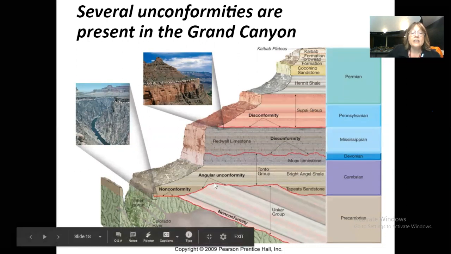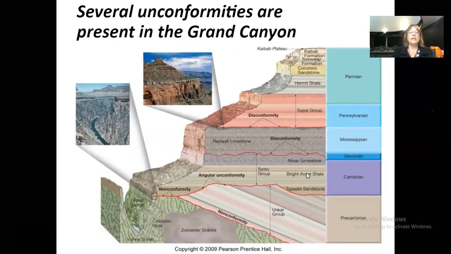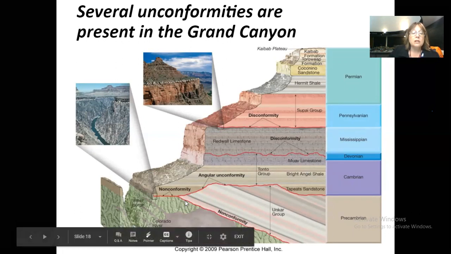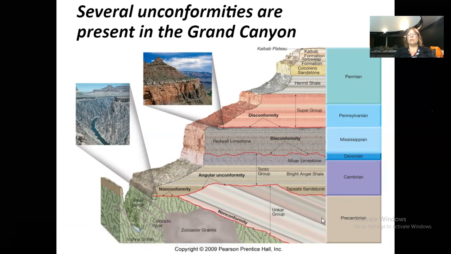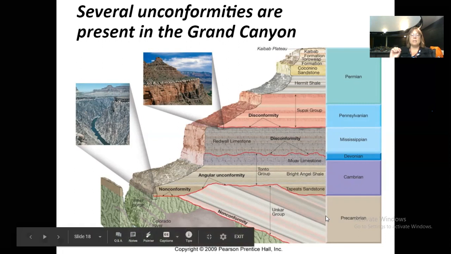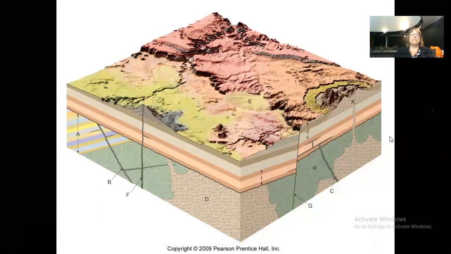Down here is an angular unconformity. You can see that the layers are tilted below and they're flat and horizontal above. So that is an angular unconformity. And then all the way at the bottom, and that strip is going to come up, I just know it. This one right here, these are igneous and metamorphic rocks below, and these formed as flat horizontal layers, although they are now tilted. So that is a nonconformity because igneous or metamorphic rock is below the erosion surface.